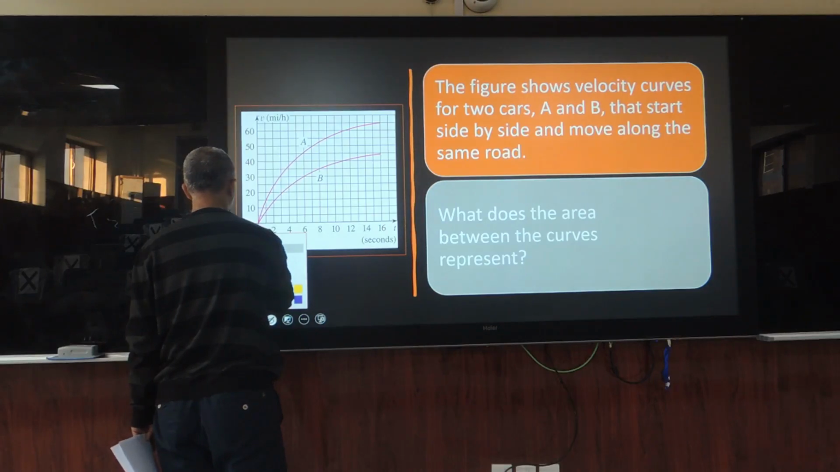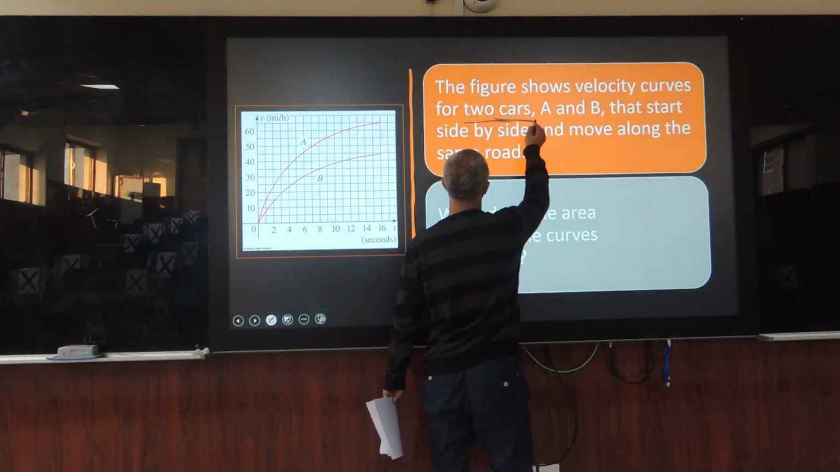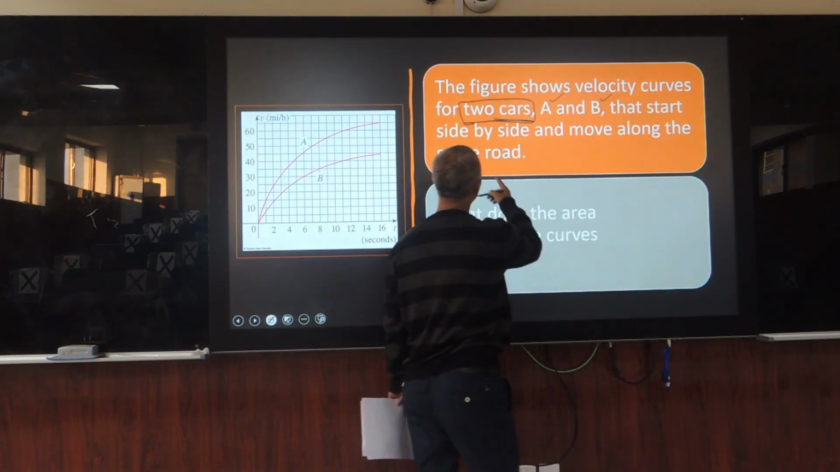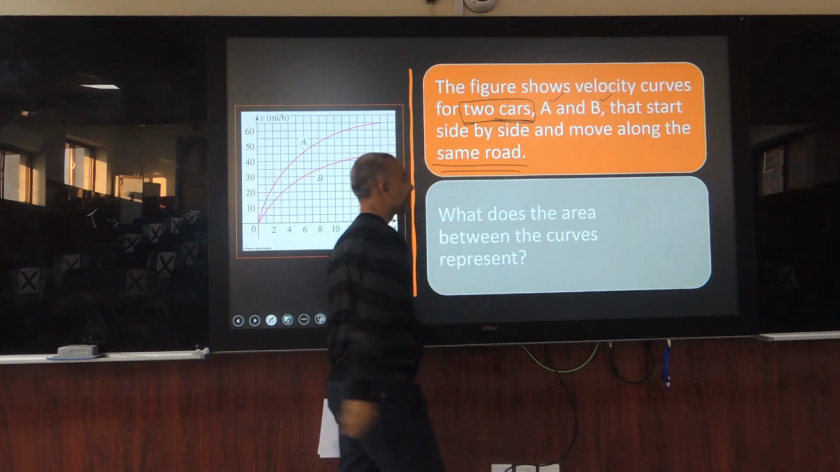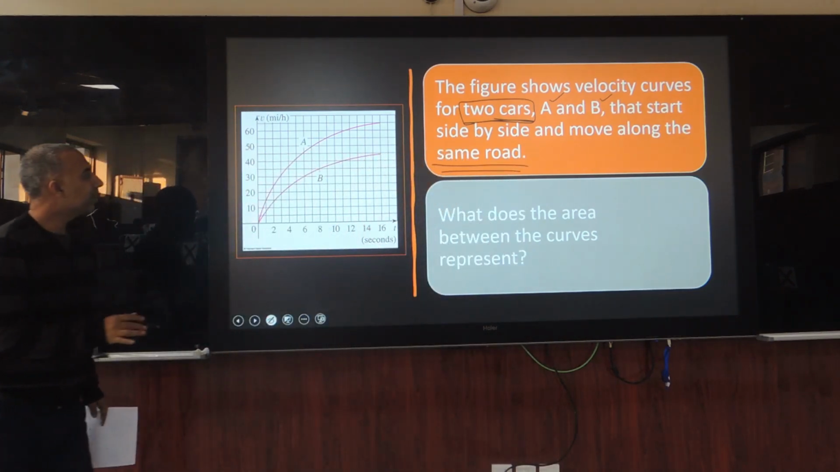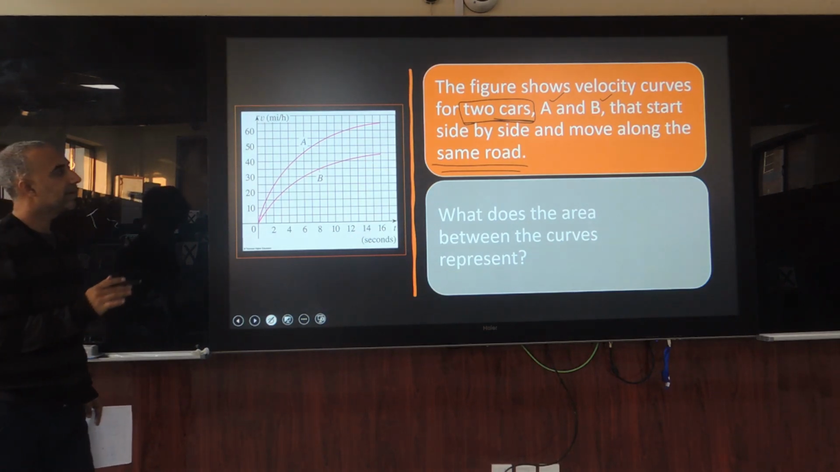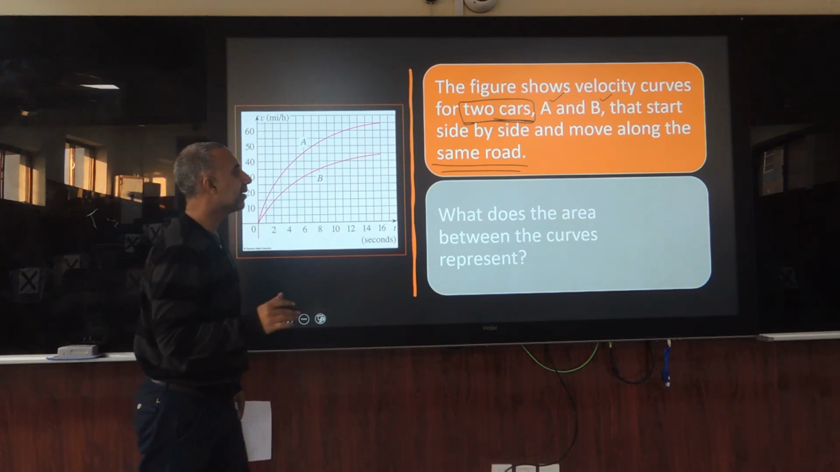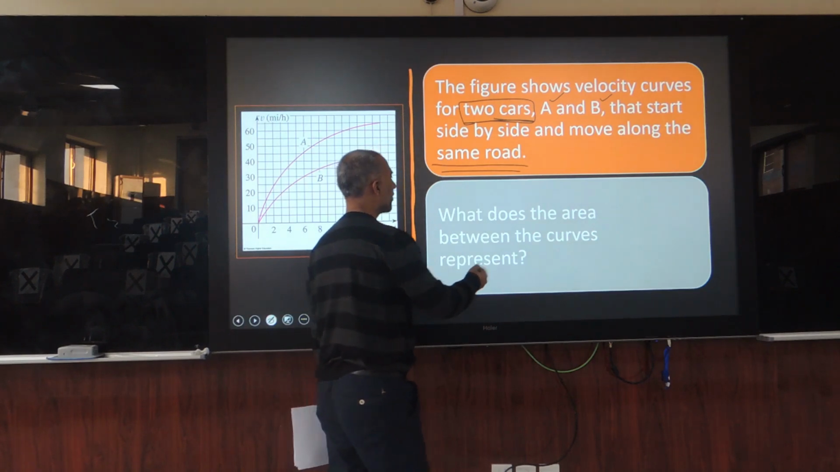An example of this: there are two cars, A and B, that start side by side and move along the same road. If we are considering a racing track, two cars are competing with one another on a racing track side by side. So what does the area between the curves represent?